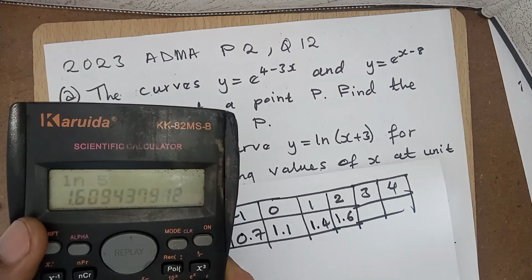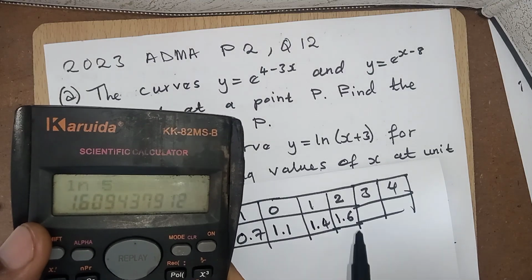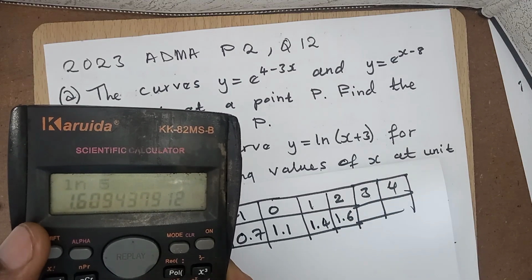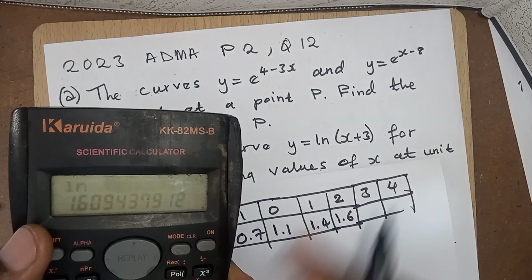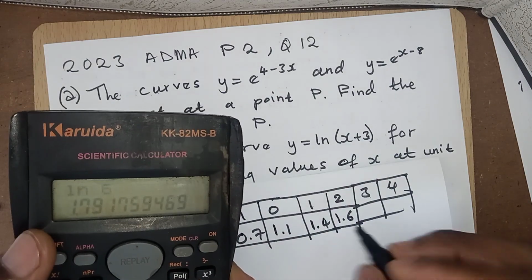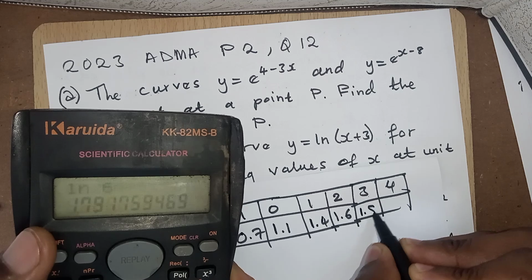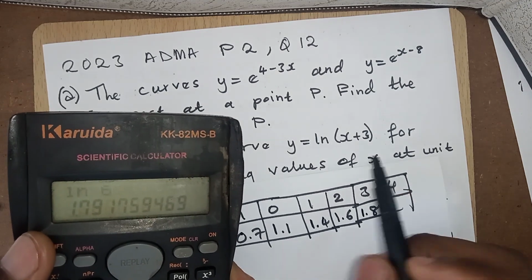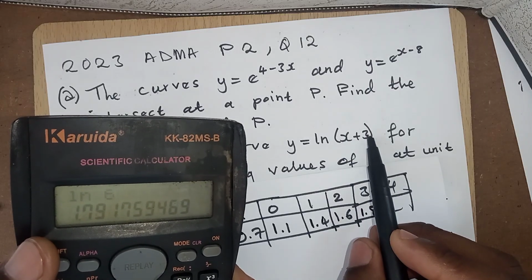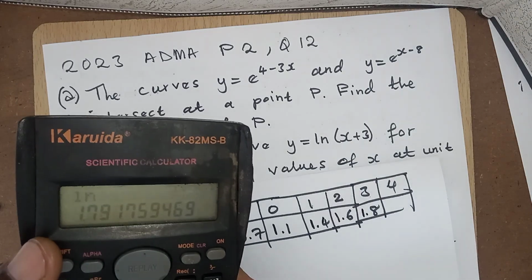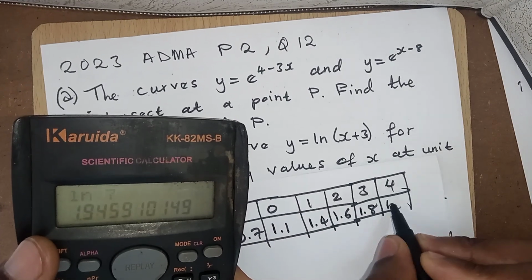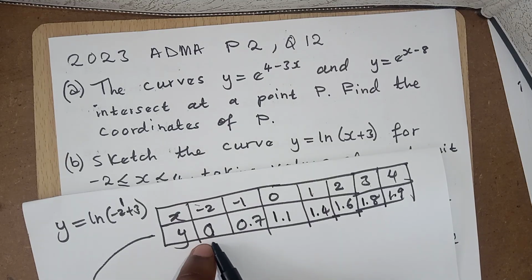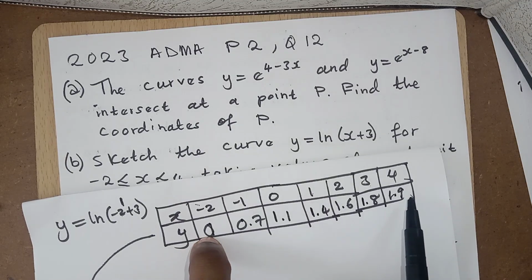So this graph is more of the x-axis than it is of the y-axis. When x is 3, you have ln of 3 plus 3, which is 6. So this will give you approximately 1.8. Finally, we have our highest point, which is 4. Then 4 plus 3, you have a 7. Then ln 7 is 1.9. So you can have your y values from 0 to somewhere around 2.